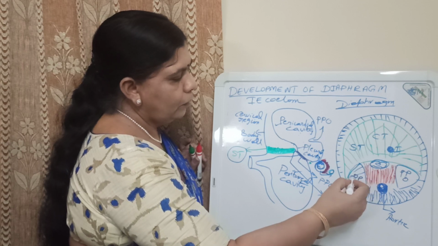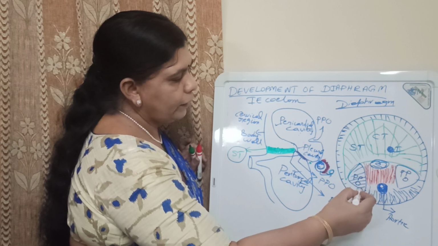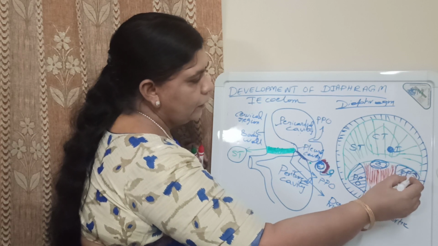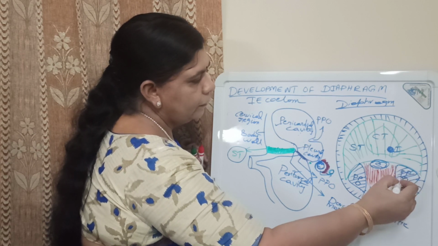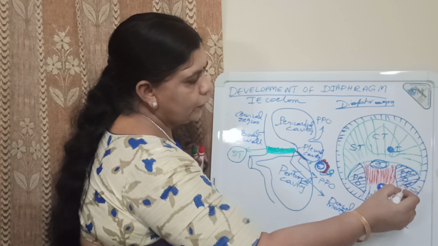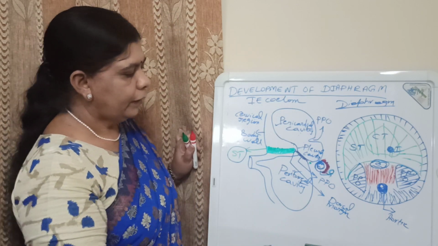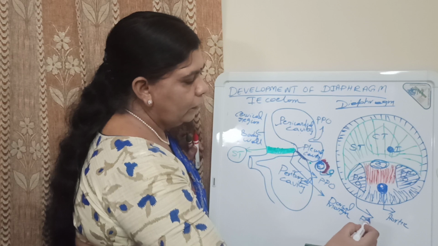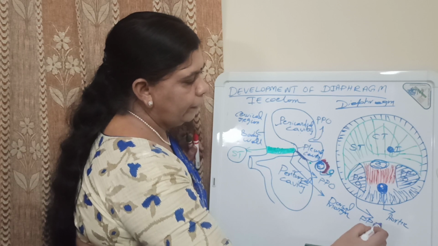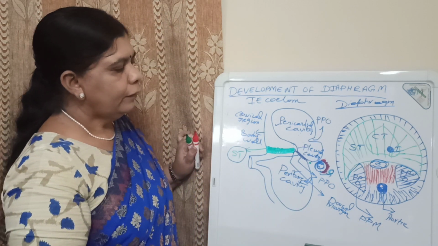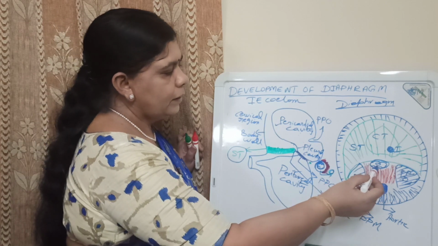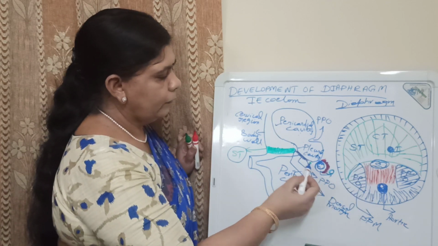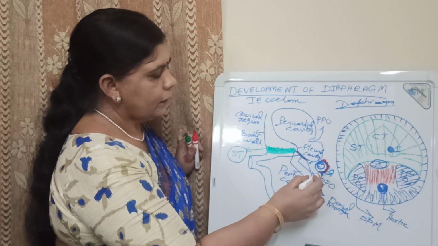When this pleuroperitoneal opening is closed by the pleuroperitoneal membrane, that is another contribution for the development of the diaphragm. So this part is formed by the pleuroperitoneal membrane. Then if you see, this is the esophagus in this diagram.